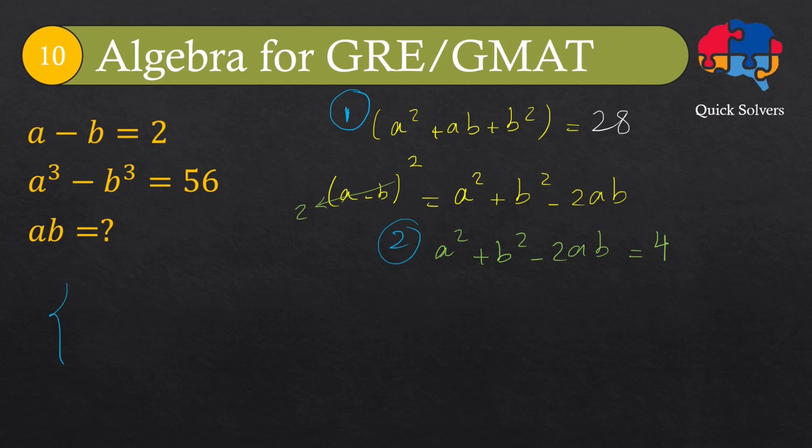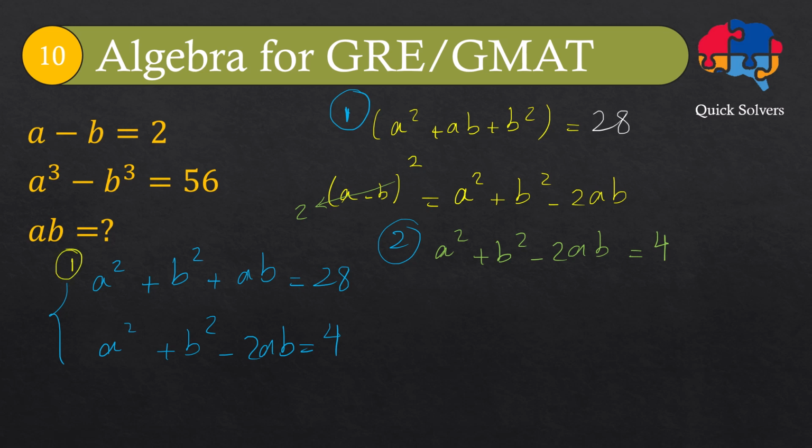So now we have two equations. The first one says a squared plus b squared plus a times b is 28. Here I just swapped these two terms, so it doesn't make any change because there is an addition sign in between. And the second equation is a squared plus b squared minus 2 times a times b equals 4. All right. Now I just need to subtract equation 2 from equation 1.